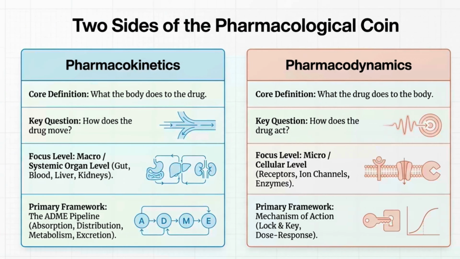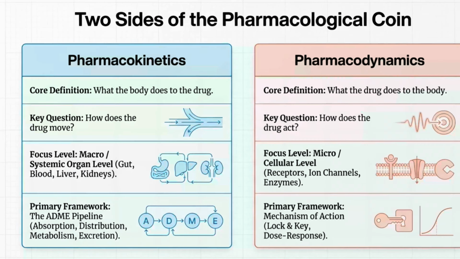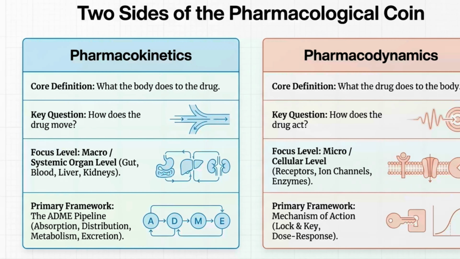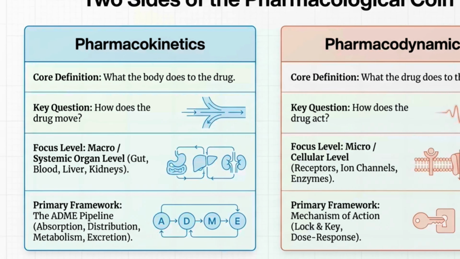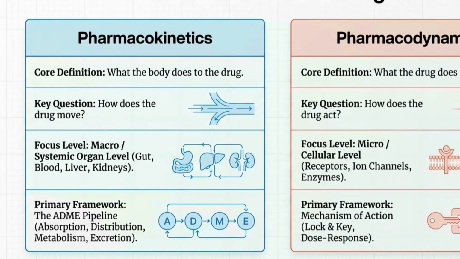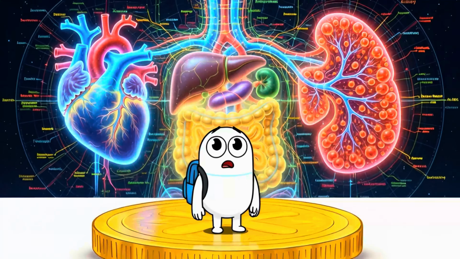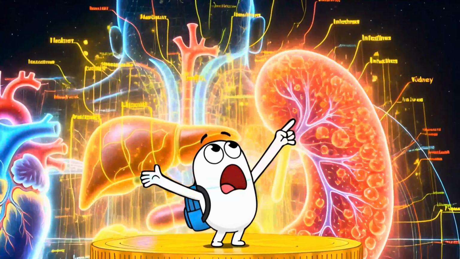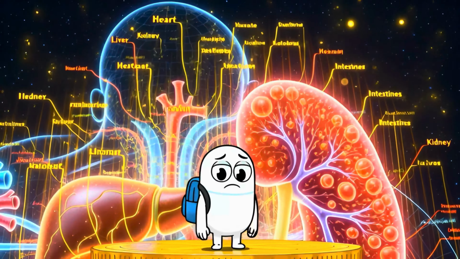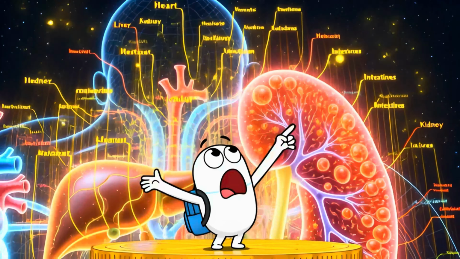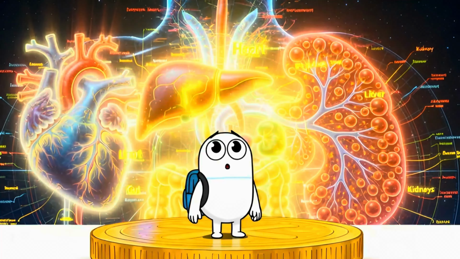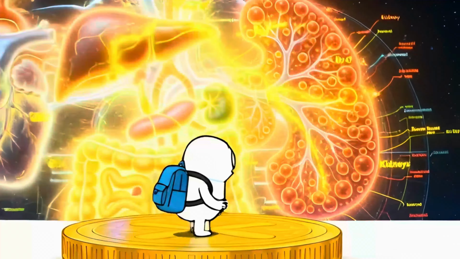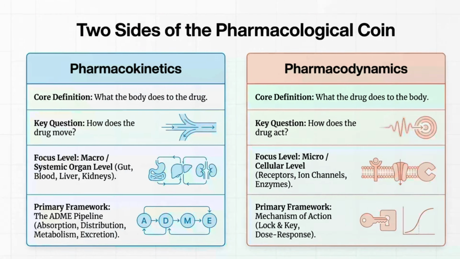If you want to understand how any medication works, you have to separate the macro from the micro. Pharmacokinetics is the macro view. It asks one simple question: how does the drug move? Think of pharmacokinetics as the drug's epic, highly dangerous road trip across the country. It has to navigate through systemic organs like your gut, blood, liver, and kidneys, without getting destroyed along the way.